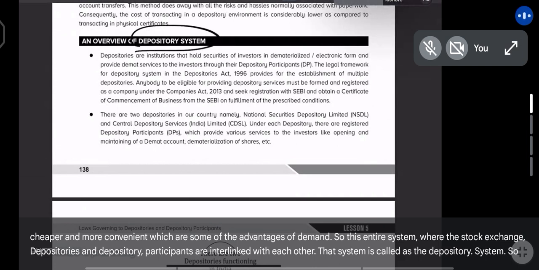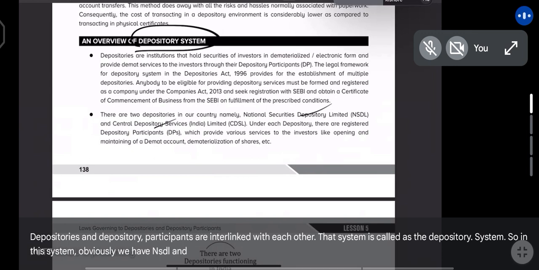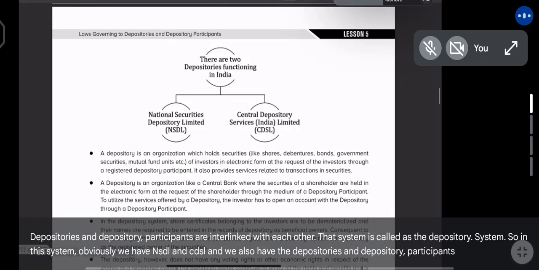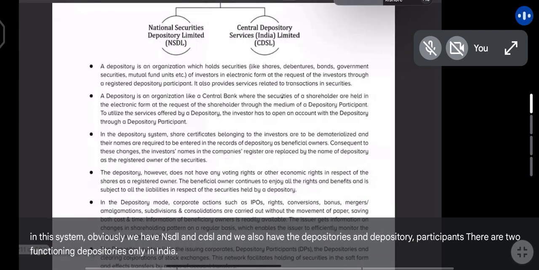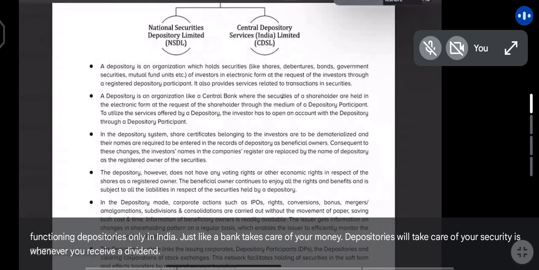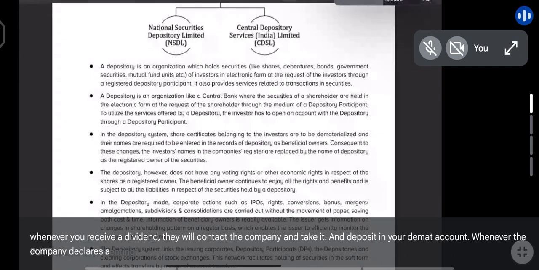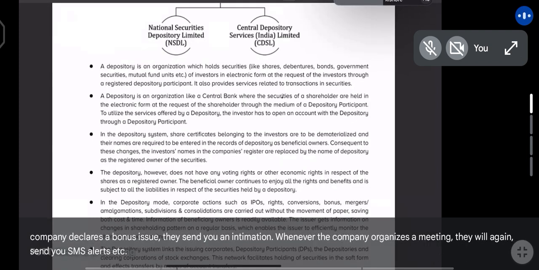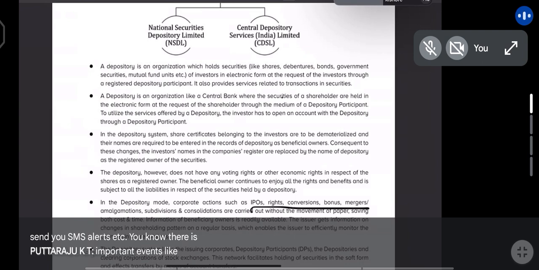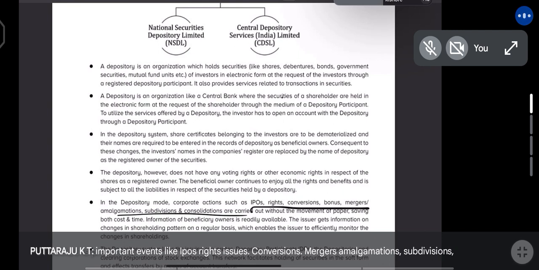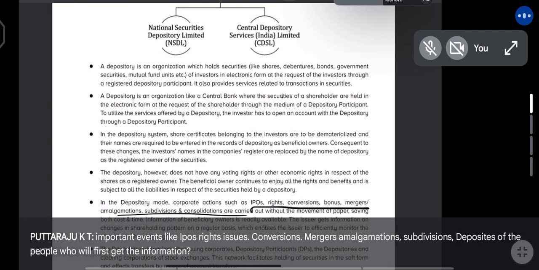So in this system, obviously we have NSDL and CDSL, and we also have the depository participants. There are two functioning depositories only in India. Just like a bank takes care of your money, depositories will take care of your securities. Whenever you receive a dividend, they will contact the company and take it and deposit it in your DMAT account. Whenever the company declares a bonus issue, they will send you an intimation. Whenever the company organizes a meeting, they will again send you SMS alerts, etc. Whenever there are important events like IPOs, rights issues, conversions, mergers, amalgamations, subdivisions, depositories are the people who will first get the information after the stock exchange.